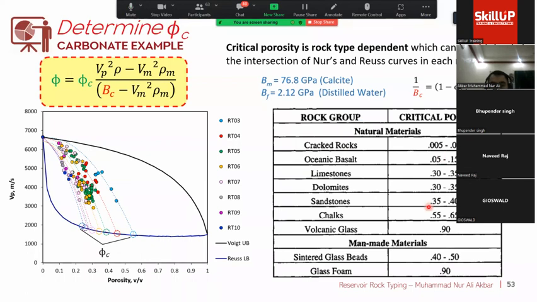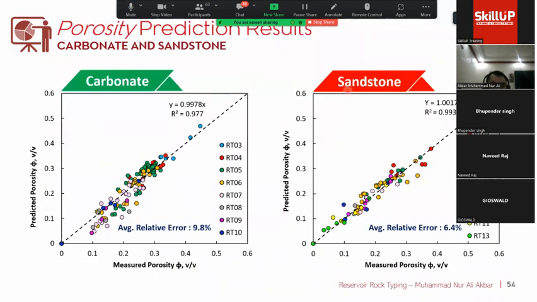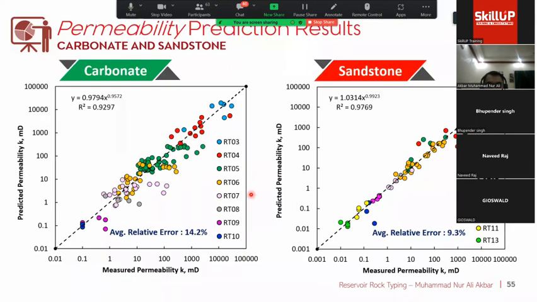There are also papers already published by Nur about the critical porosity, which define it in different ranges, which is also connected with what we have from our study. This is the result of the porosity prediction, for both the carbonate and sandstone, with quite low relative error, together with the permeability prediction as well. From the PWF velocity, it's still promising to be implemented.